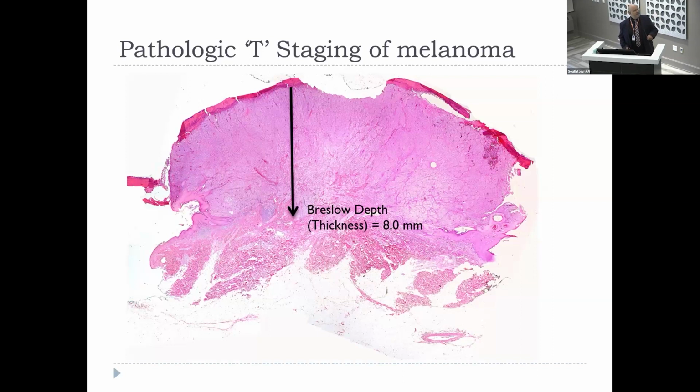So in this case, it's 8 millimeters. And you also assess if there is ulceration or not. Ulceration means that the epidermis is gone from the surface. So you can see this area. You can see epidermis here, and then it starts to disappear. So this area is ulcerated. That will mean pathology tumor stage 4B.